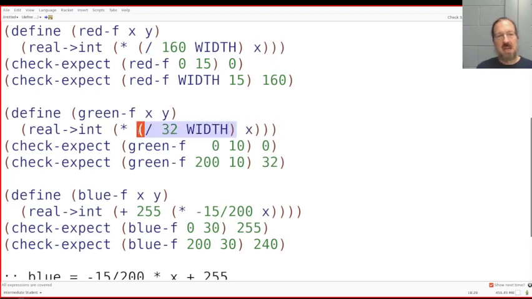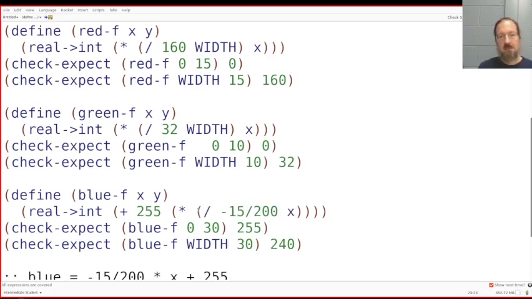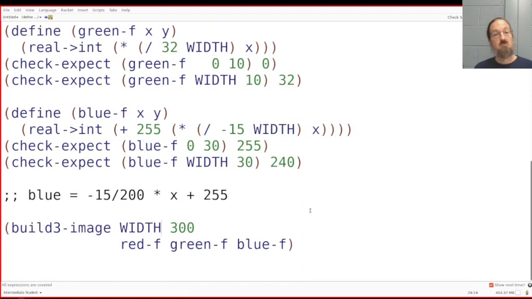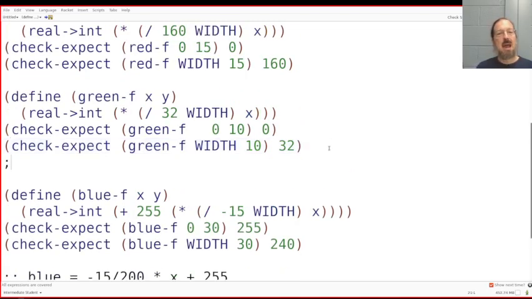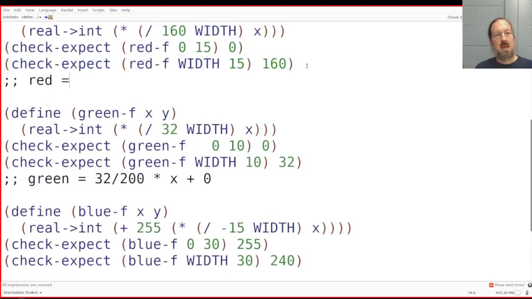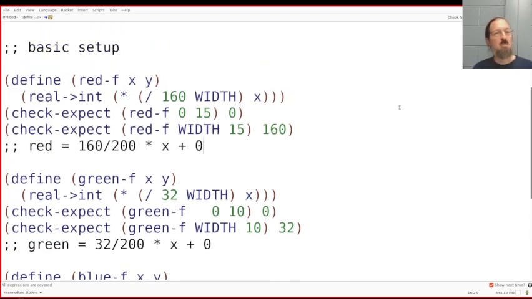So we'll go through and change all of the 200s to be width, because that's what they represent. But that means I can't use the special fraction notation anymore. I have to paste in specific numbers. Well, see, in the blue one, the y-intercept wasn't 0. All these other ones do have line equations. Green equals 32 over 200 times x plus 0. And the red one, red equals 160 over 200 times x plus 0. It was just that the slope was easy enough that I could do it in my head. Since you can type fractions into Racket, there really wasn't much work in finding the slope for those.